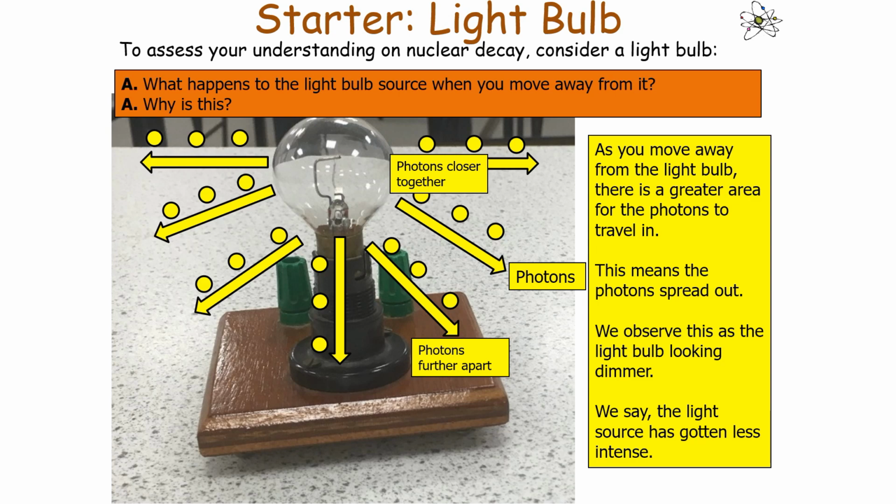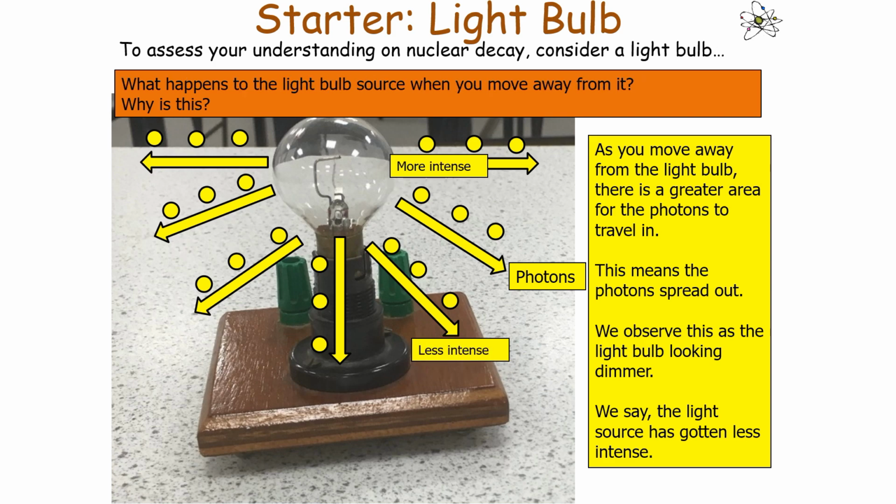If you consider a light bulb, what happens to the light as you move away from it, and why is this? As you move away from the light bulb, there's a greater area for the photons to travel in. This means the photons spread out, and we observe this as the light bulb looking dimmer. So we say that the light source has gotten less intense. It's a very important idea to consider.